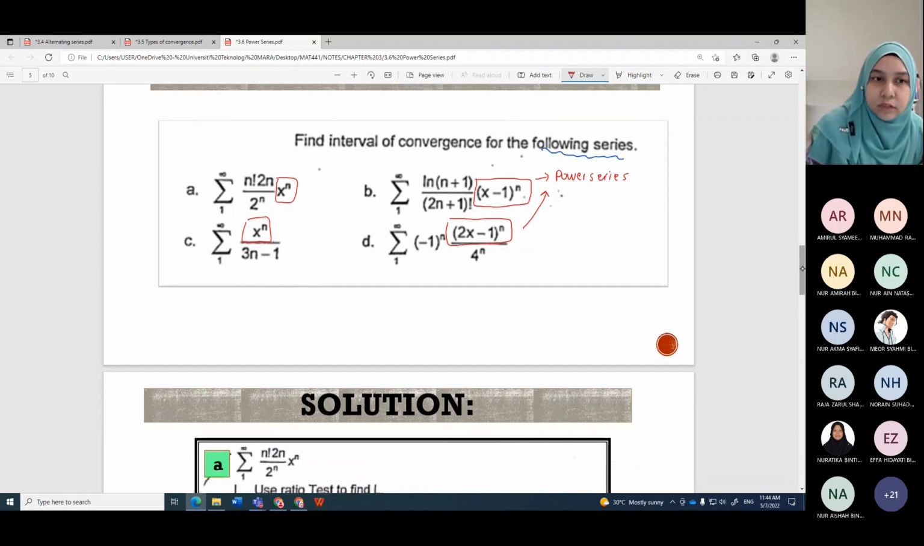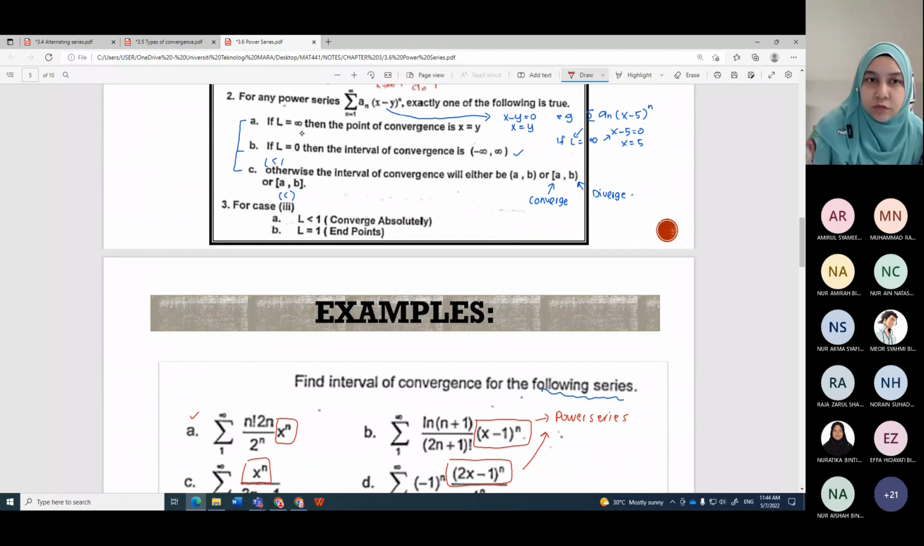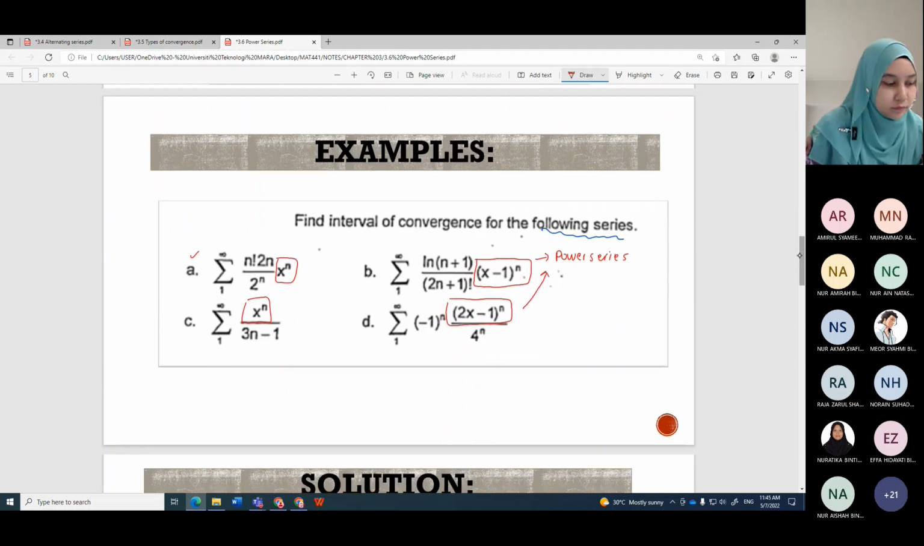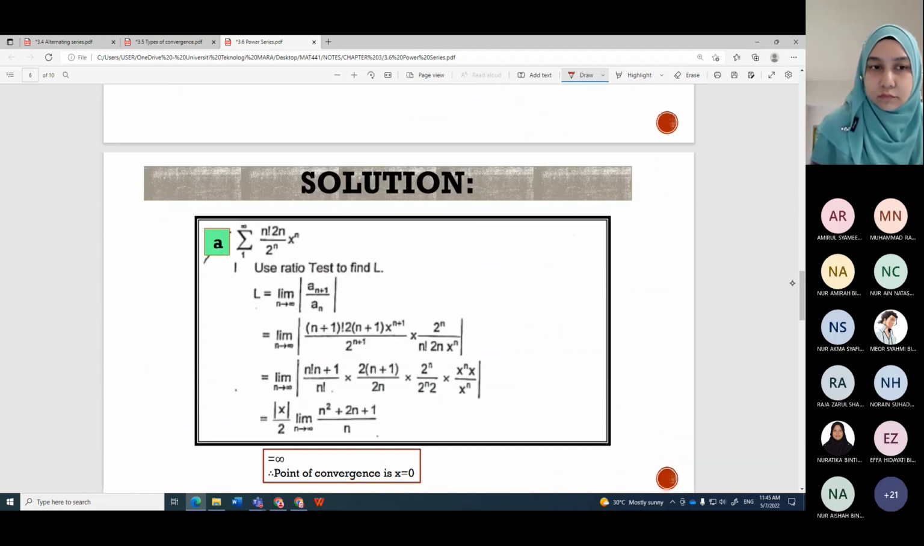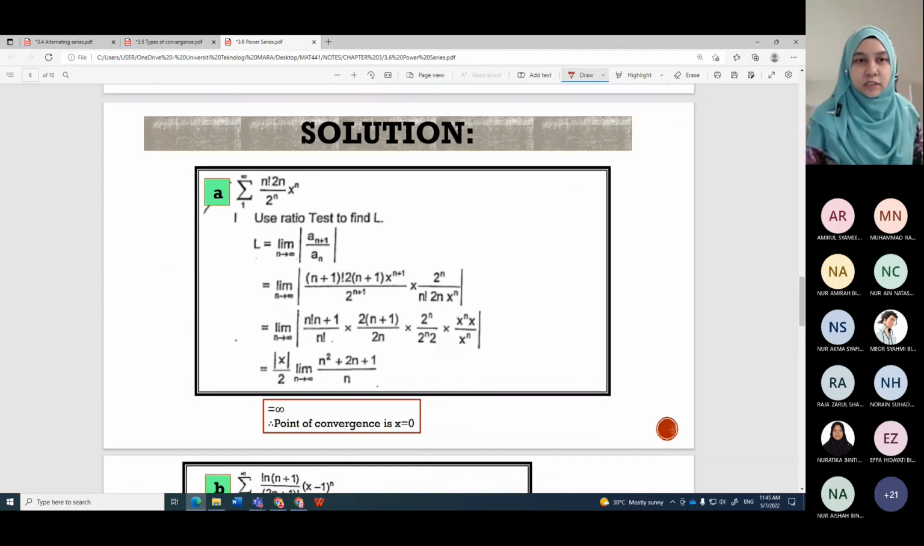Okay, look at example A. Okay, ini saya tunjuk. Ini contoh satu per satu untuk setiap interval ini. L is equal to infinity, 0 or L less than 1. Okay, first kita tengok series ini.